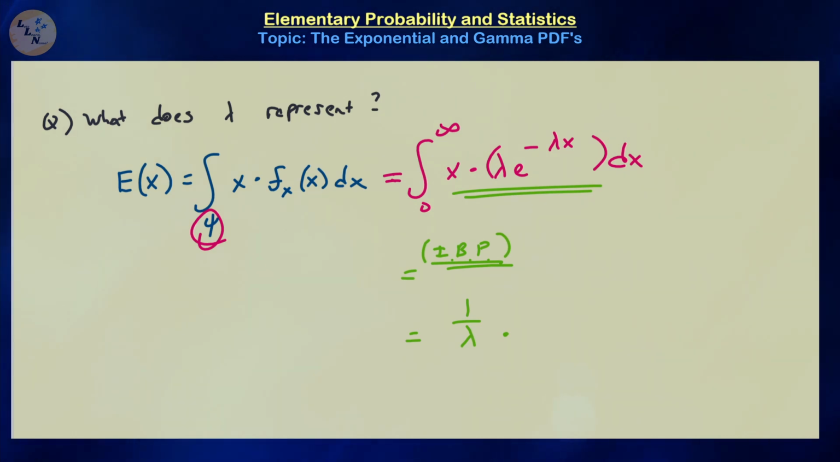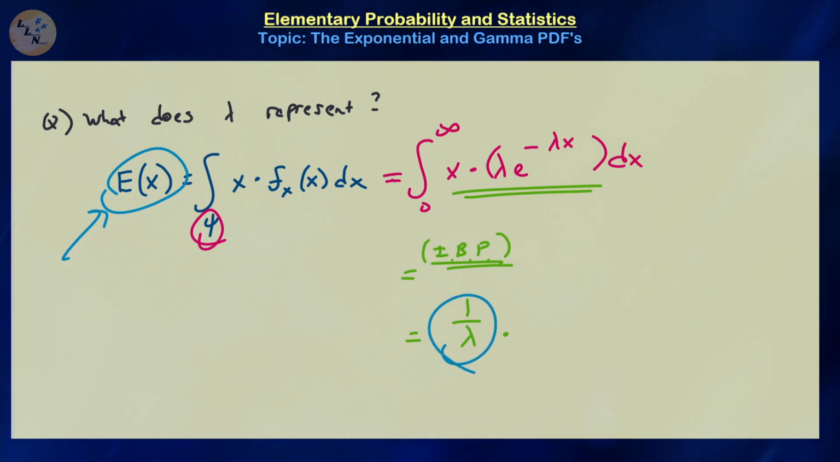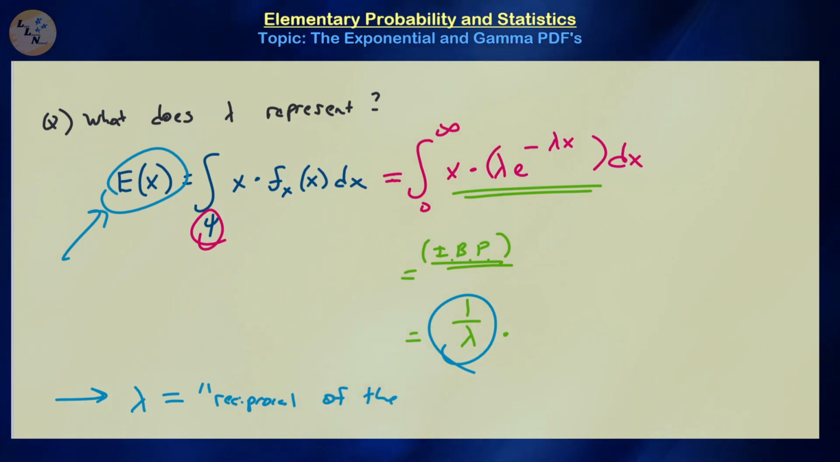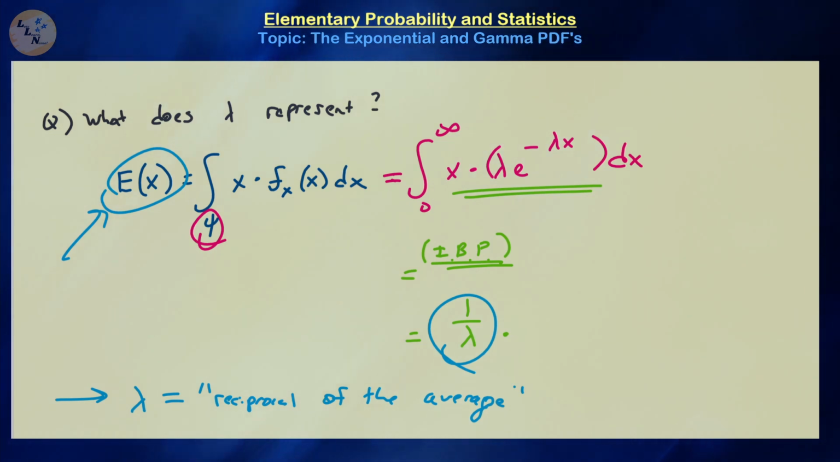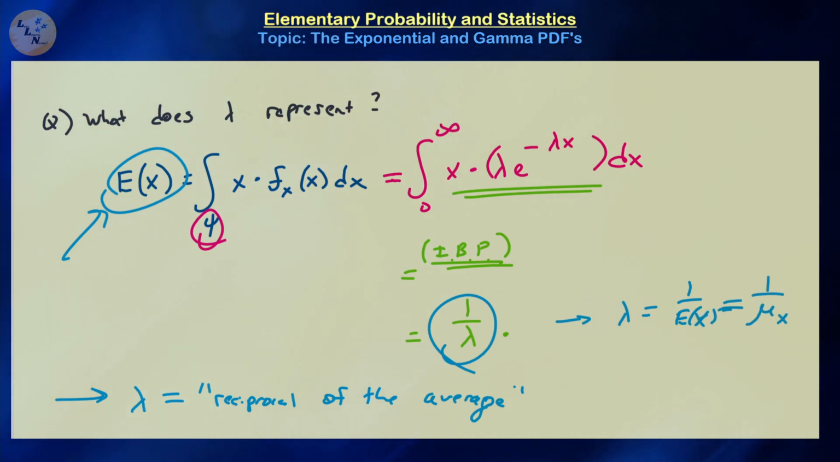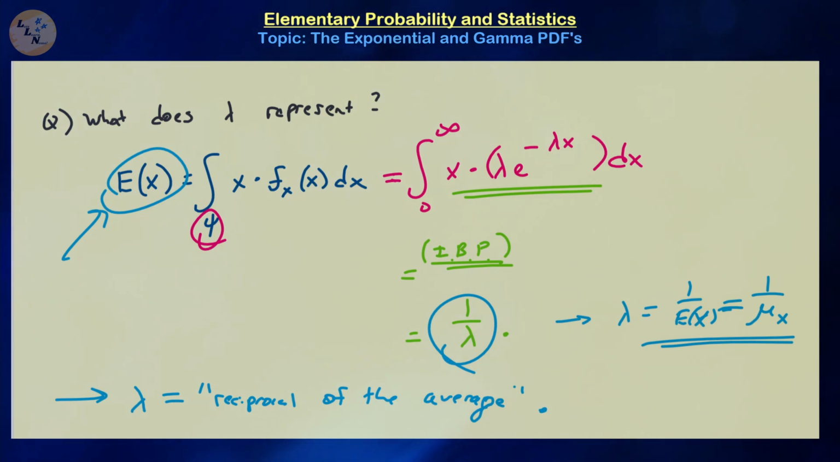So what does that mean? Remember, expected value is the average value for the random variable, and we have this nice relationship to 1 over lambda. So that means lambda is the reciprocal of the average, because if expected value is equal to 1 over lambda, that means lambda is equal to 1 over expected value. And remember, expected value and mu of x are equivalent representations, so they mean the exact same thing, just from different angles. So that's a brief theoretical introduction to the exponential distribution.